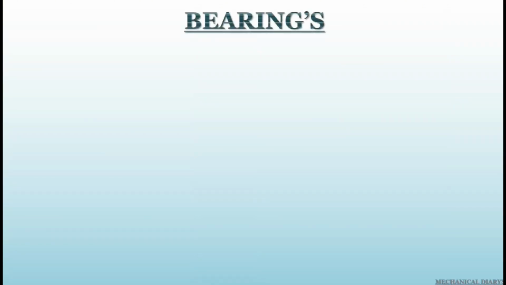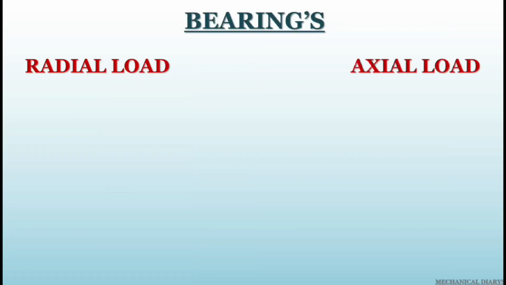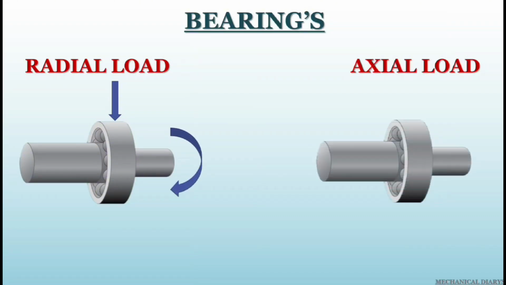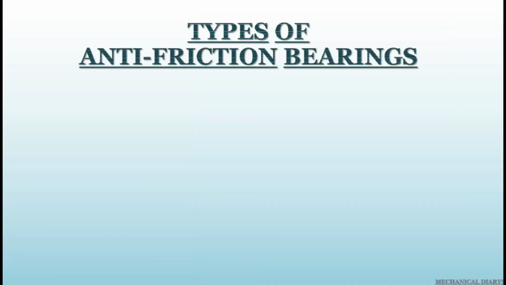Before knowing the types of bearing, we should know the types of bearing load. All bearings are calculated by two loads only: one is radial load, another is axial load. Radial load means the up and down load, and axial load means the front and back load. Next we'll move to the types of anti-friction bearings.